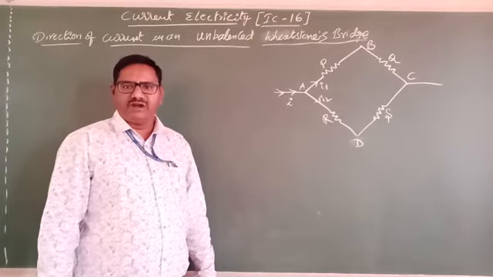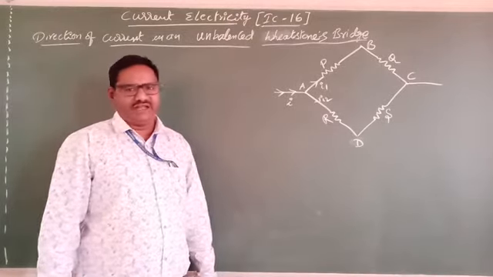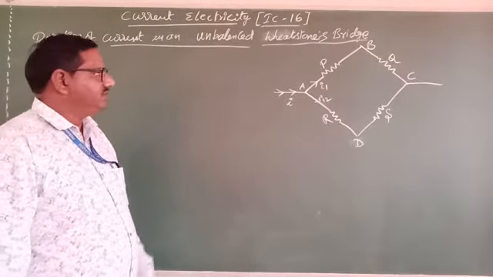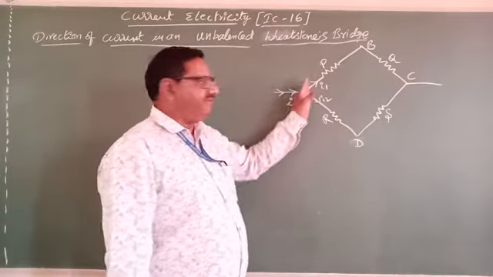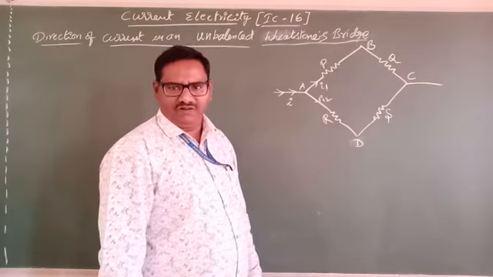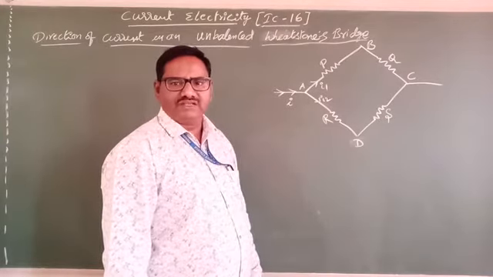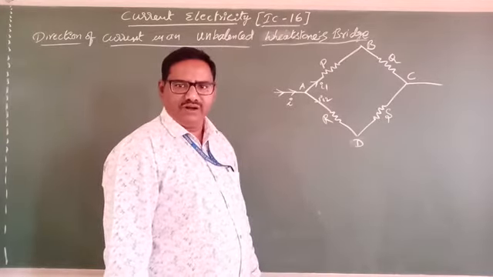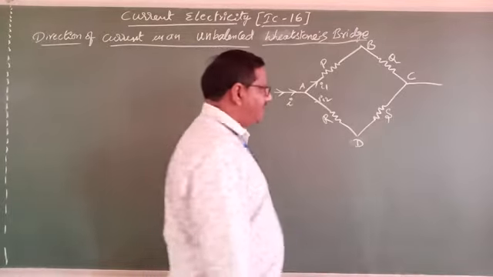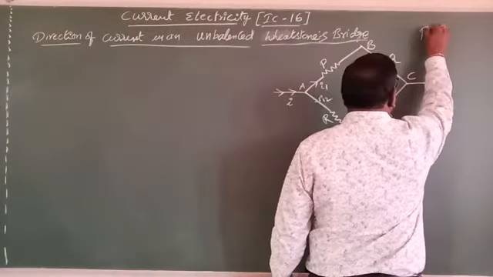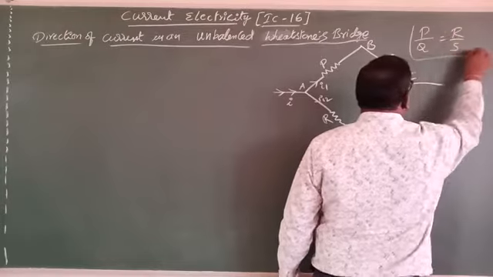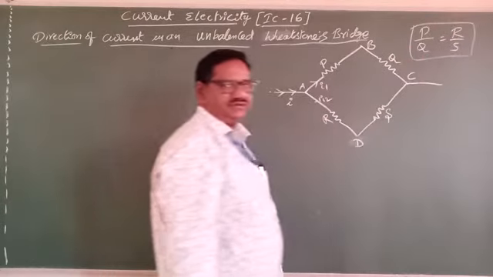The balanced Wheatstone bridge we already learned in the previous video, integrated video 15. If the current is passed between B and D points, the potential difference must be equal. Then only the current does not flow, and the bridge is said to be balanced. For that balance, P by Q equals R by S.